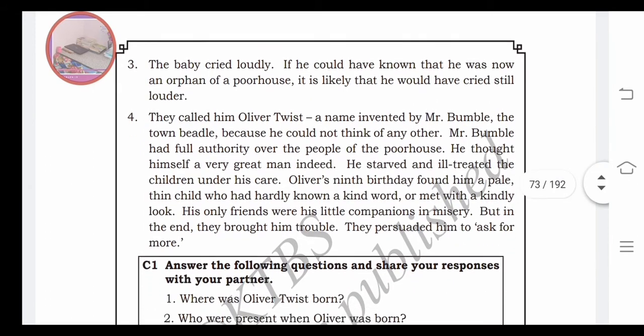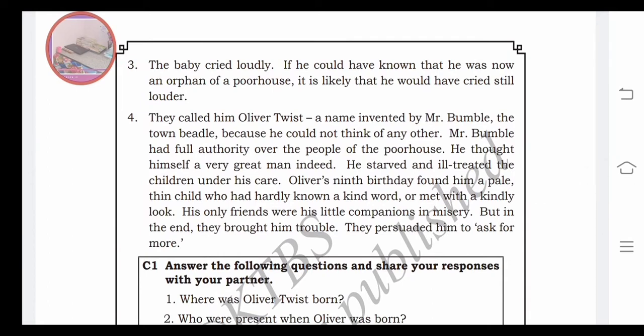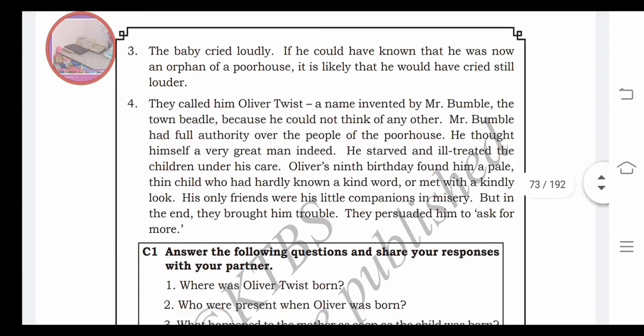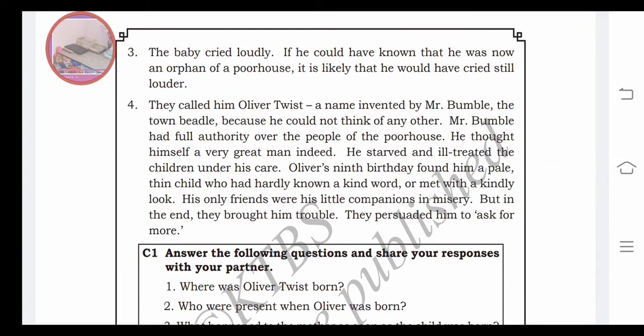Next, they call him Oliver Twist. We don't know who gave the name. They call him Oliver Twist in the poor house, a name invented by Mr. Bumble. Who was Mr. Bumble? A town beadle. Because he could not think of any other name, Mr. Bumble, who had full authority over the people of the poor house, thought himself a great man indeed. He starved and ill-treated the children under his care.